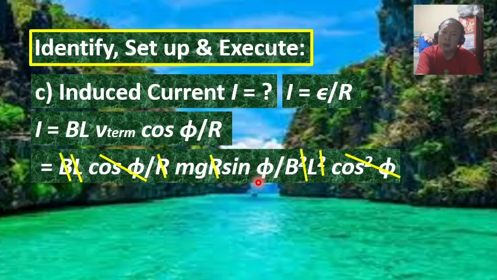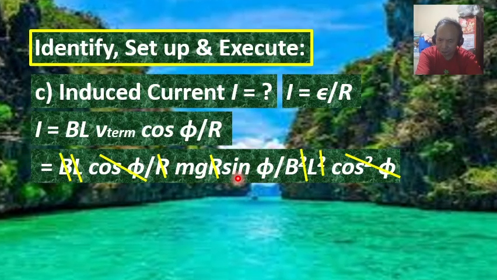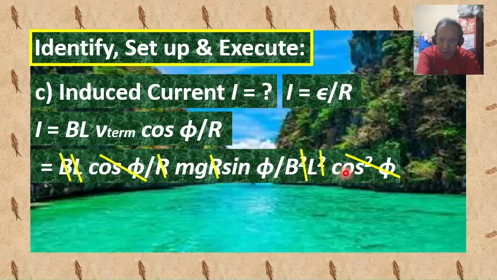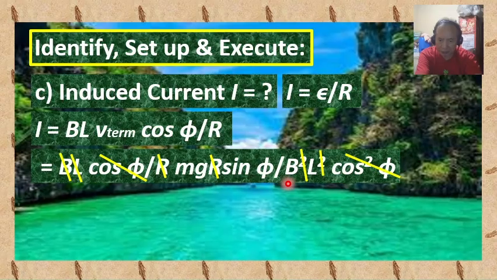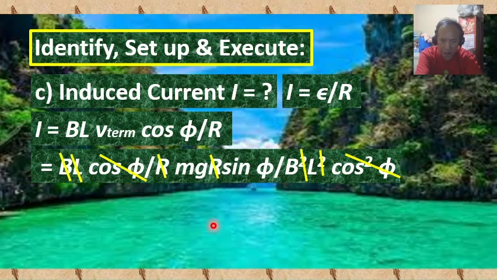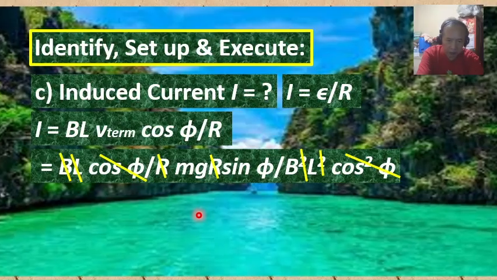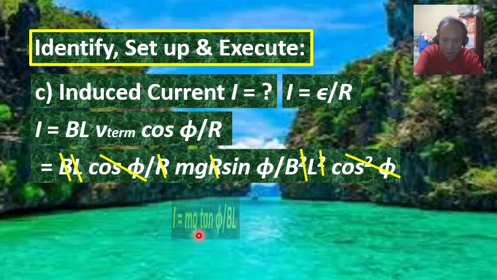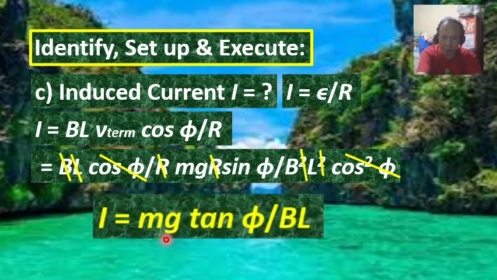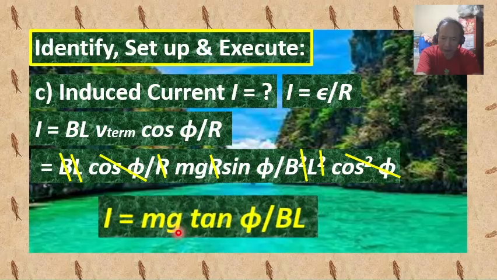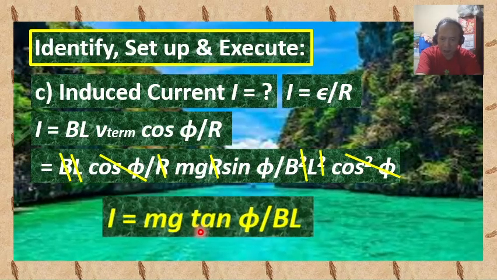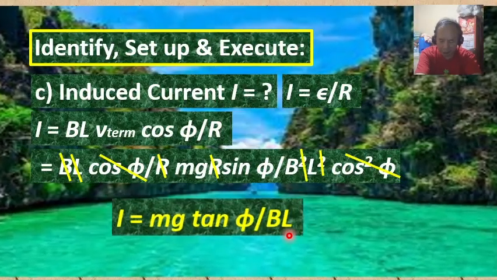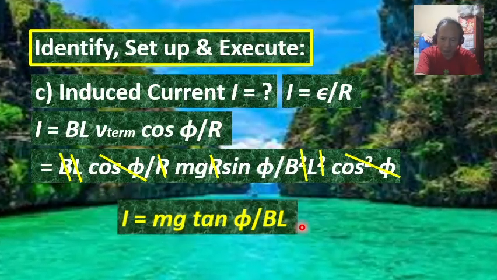and then replace the sine phi divided by the cosine of the angle phi, which is actually tangent of the angle phi. So we obtain a much shorter expression for this induced current. That is, capital I is equal to the product of the mass, the acceleration due to gravity, and the tangent of the angle phi divided by the magnetic field, capital B, times the length of the bar, capital L.